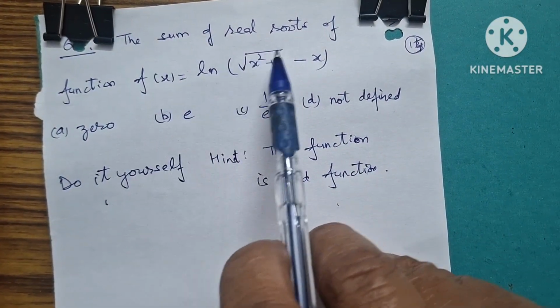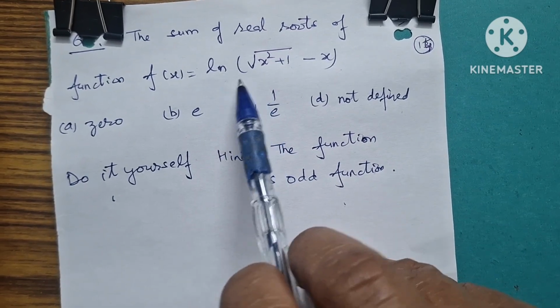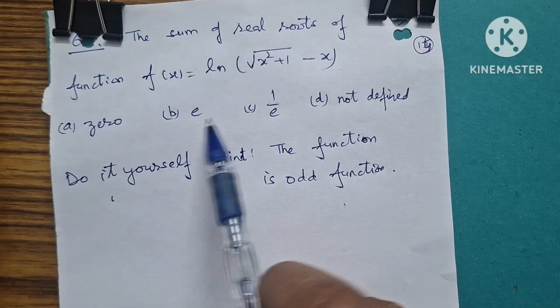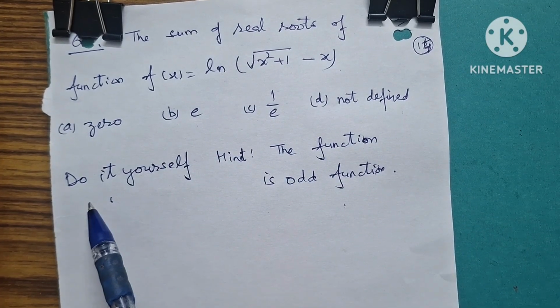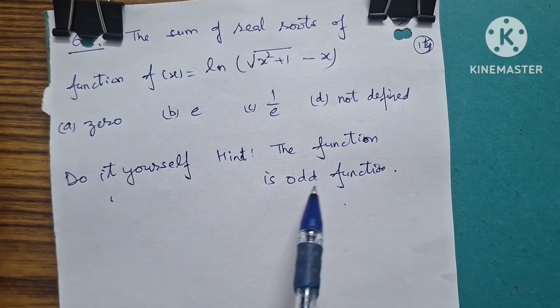Next question: the sum of real roots of the function f(x) equals log of (root of x square plus 1 minus x) is 0, e, 1 by e, not defined. It is a do-it-yourself question. Hint: the function is an odd function.